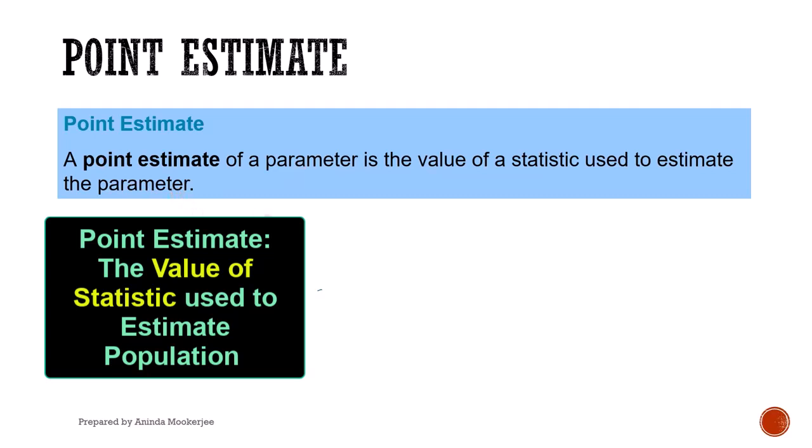So when we build our confidence interval, we will build it around our sample mean, and that particular sample mean is also referred to as the point estimate, right?